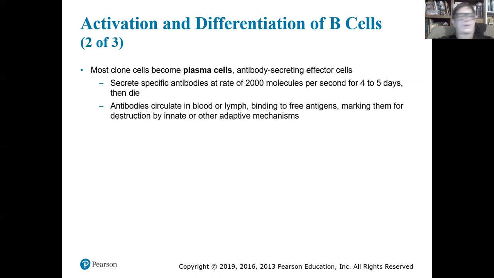What are the antibodies doing? They're floating around in the blood looking for whatever has that antigen, whatever is invading, whatever doesn't belong, they will bind to it, and then they will call the white blood cells to come over and get it. So antibodies circulate in the blood or lymph, binding to free antigens, marking them for destruction by innate or adaptive immune systems. Okay.